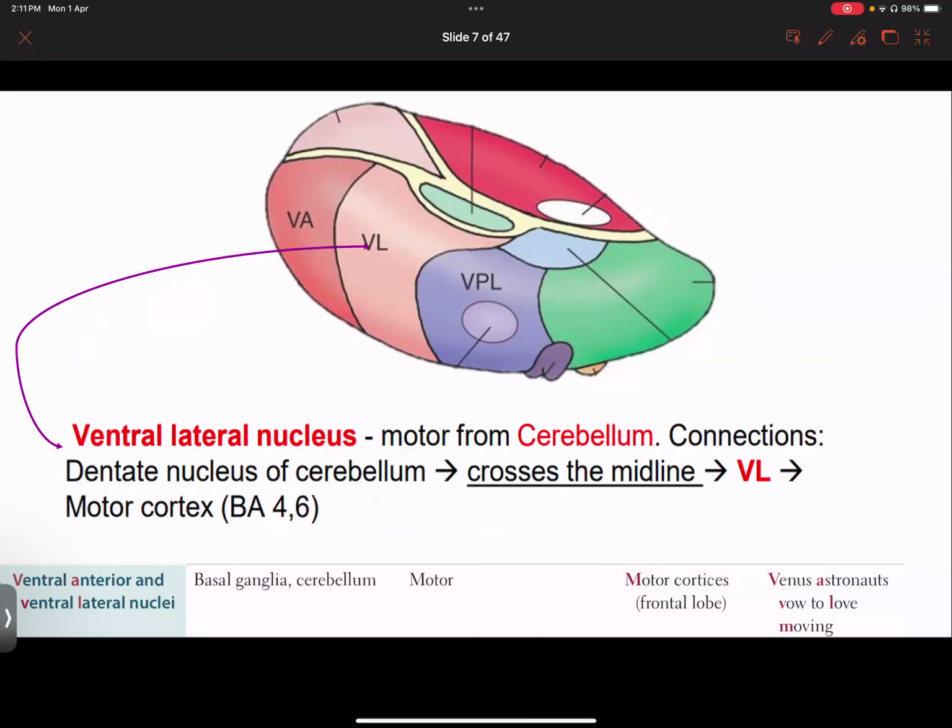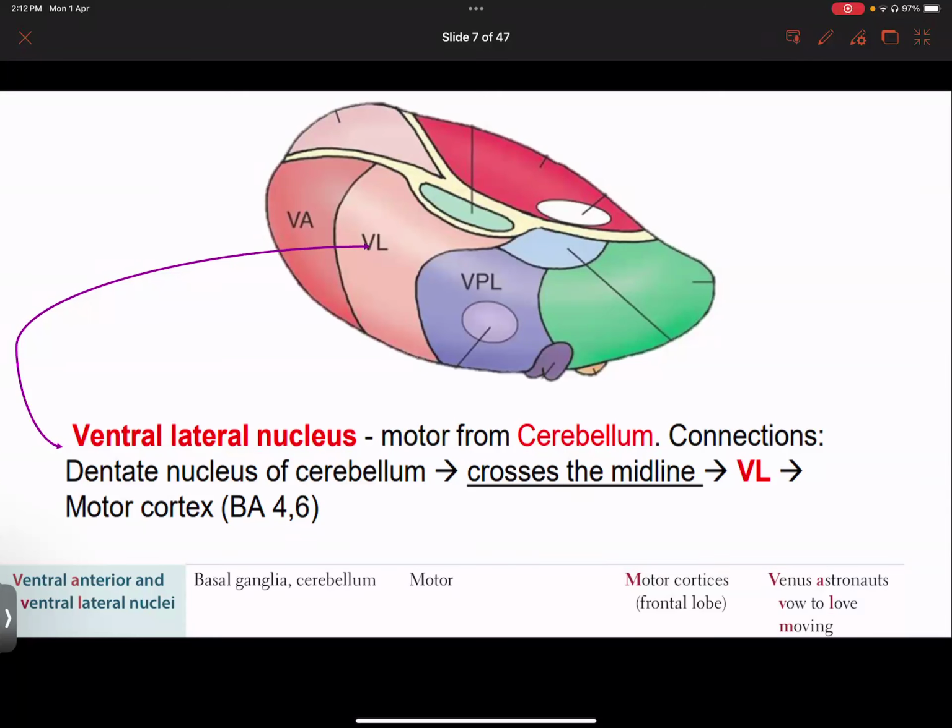It's motor, but it's from the cerebellum. And if you think of it, it kind of makes sense. Basically the basal ganglia comes before the cerebellum. If you go from up to down, okay, basically we have the brain and then we have the cerebellum. So because we have the brain and then the cerebellum, it just makes sense that the basal ganglia comes before the cerebellum.